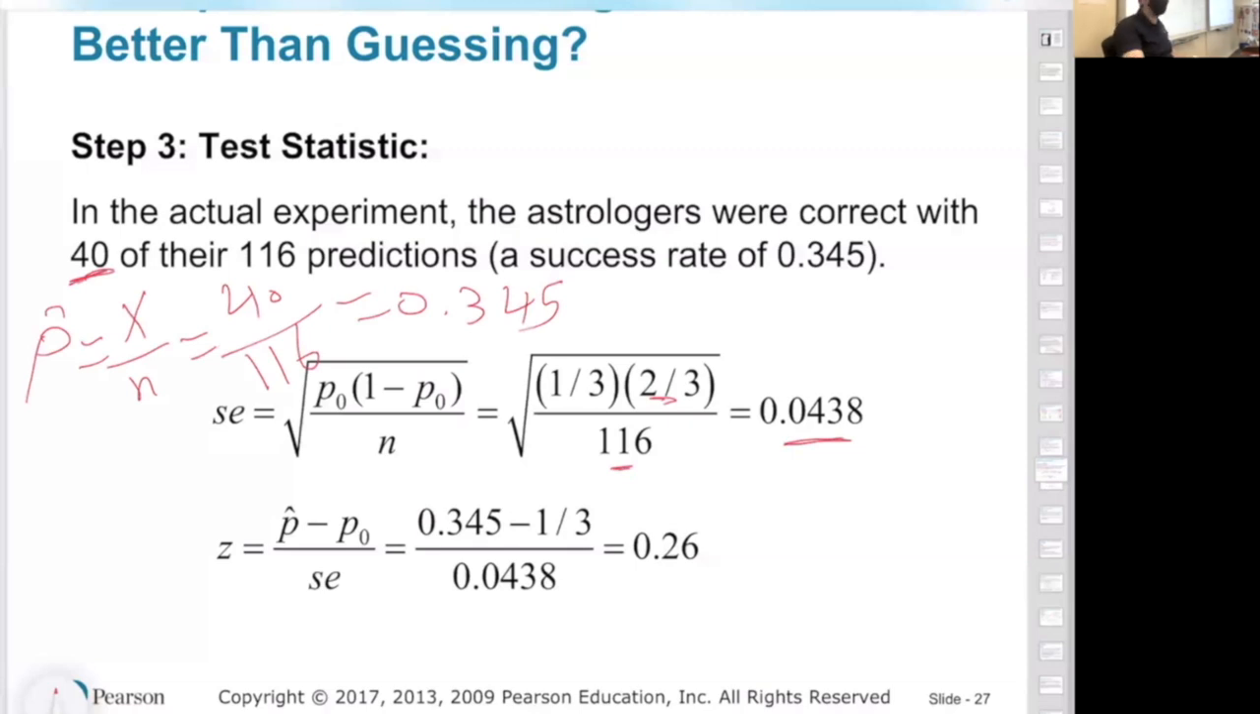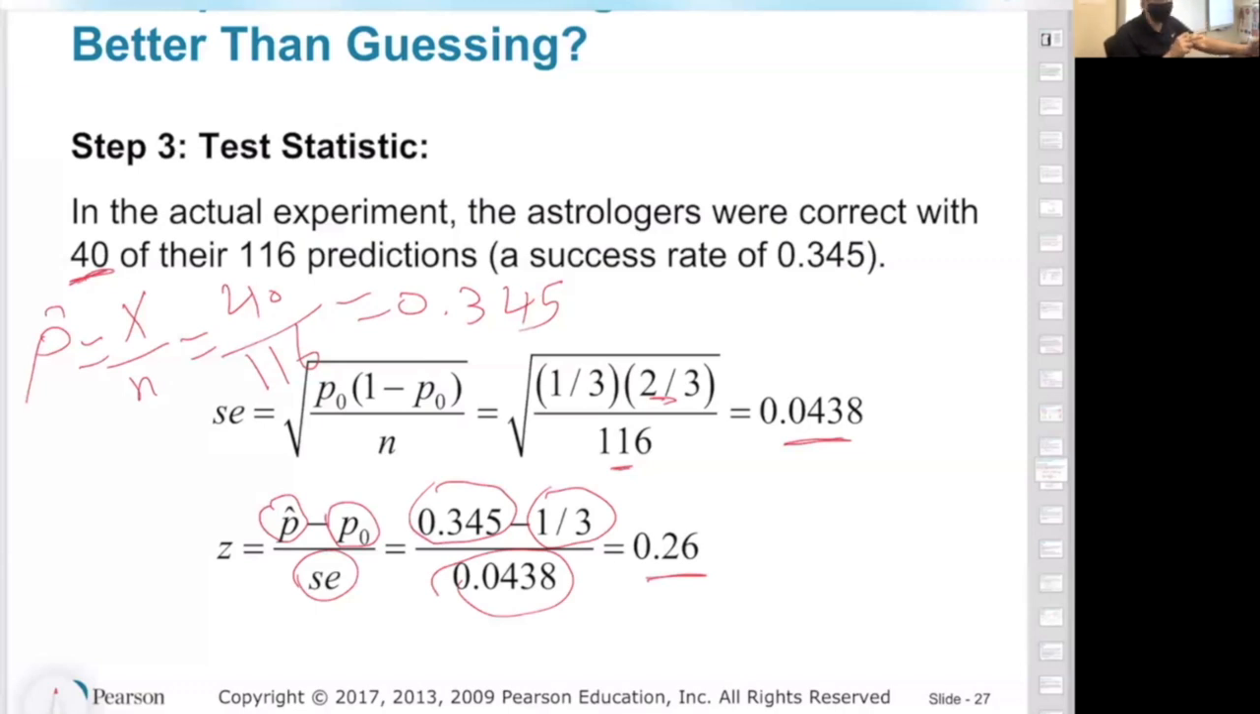Now you can find the test statistic value. It's p hat minus p naught divided by the standard error. So p hat, 0.345, minus 1/3, this is p naught, the hypothesized value from the null hypothesis, divided by the standard error. So you have 0.26. Now, the next step is to find the p-value for 0.26.